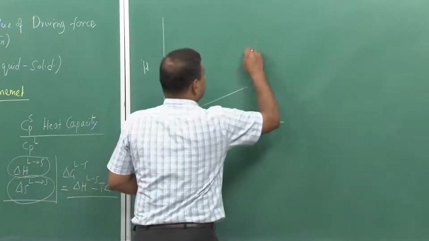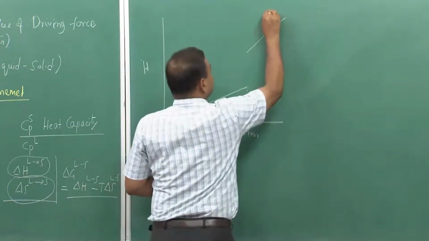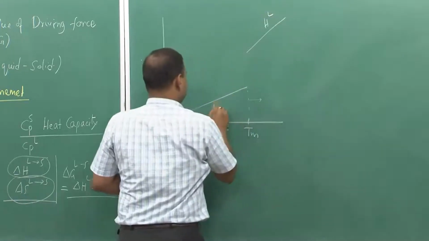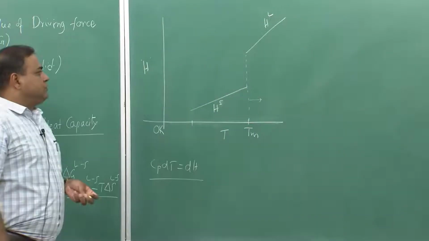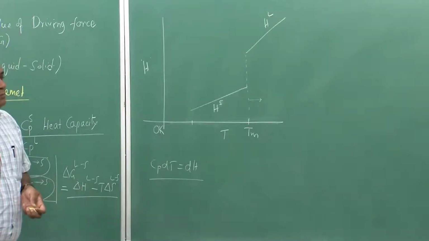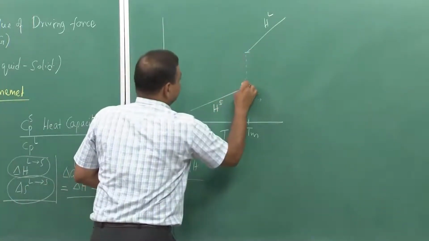Now, at Tm, beyond Tm, I will get liquid and that liquid is stable. So, I can calculate the Cp of liquid and then I can find out the H of liquid, and this is H of solid.